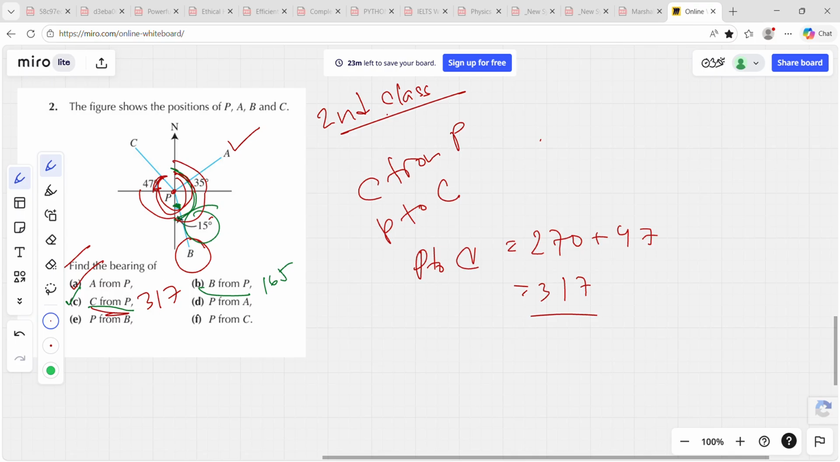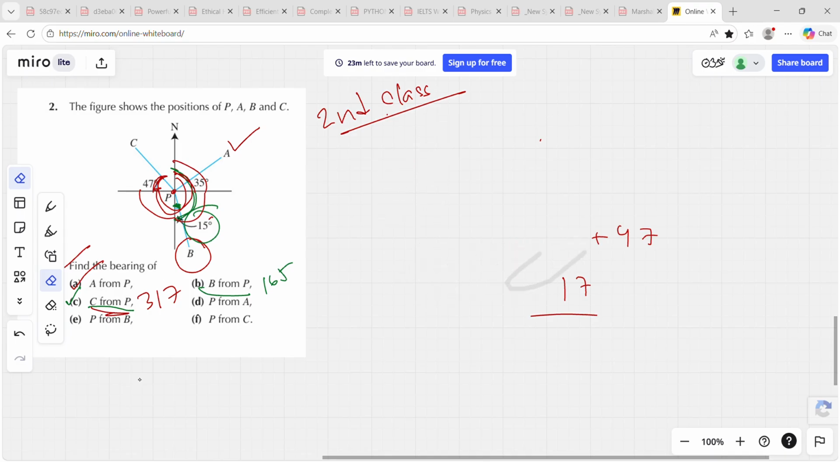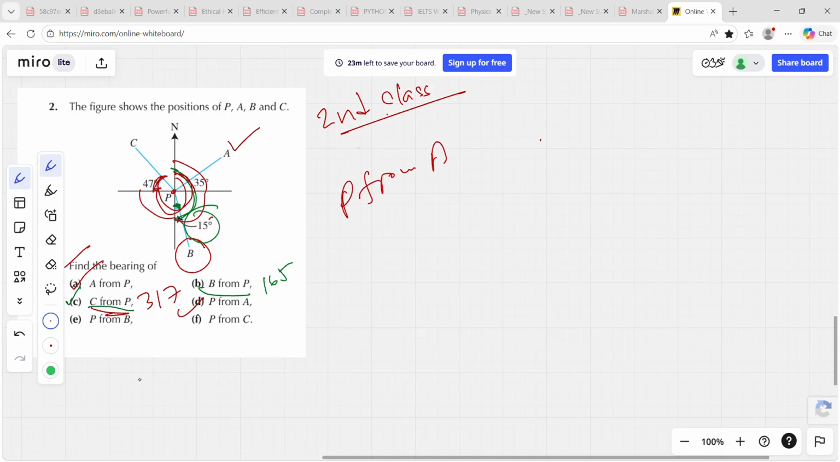Hope you understand that. Now the alternatives. We have solved P to C, now you have to find the alternatives, that is C to P, A to P, and B to P. The first question they ask is P from A. P from A means A to P. So you have to find A. I have found the A.